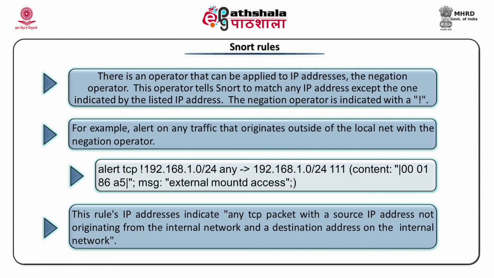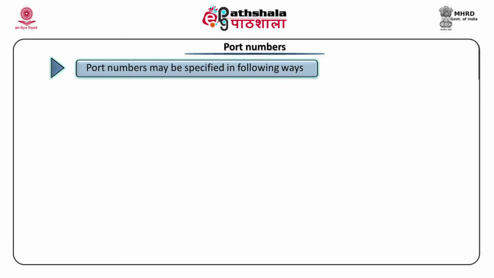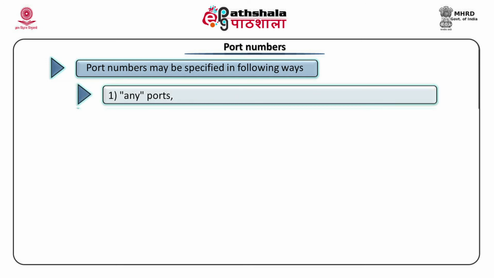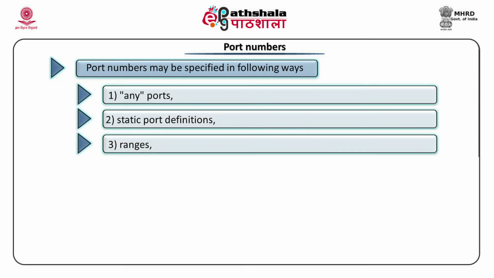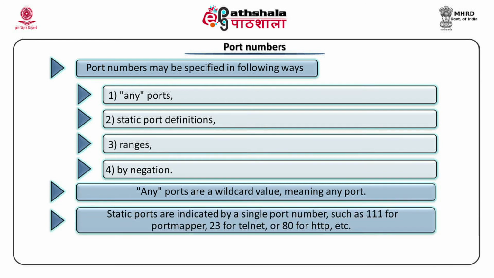In Snort rules, you can use the negation operator. The negation operator is specified by the exclamation mark. The example says alert TCP, not 192.168.1.0/24, any, to 192.168.1.0/24 111, content is this and message is this. This rule's IP addresses indicate any TCP packet with a source IP address not originating from the internal network, that starts with 192.168.1, and the destination is an internal network, that is 192.168.1.0 to 192.168.1.255.